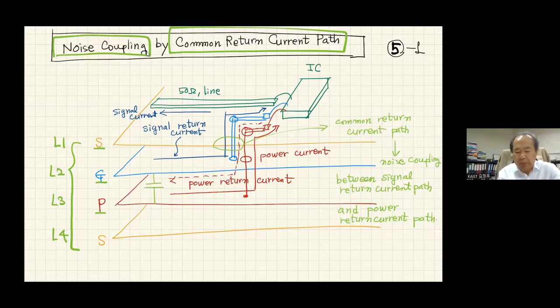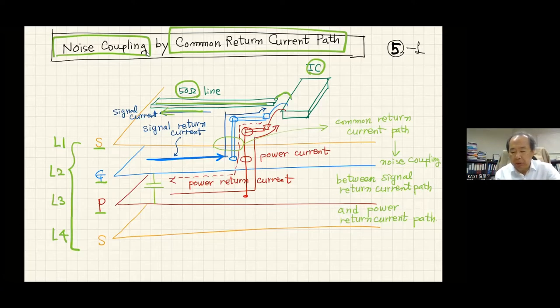Let's assume that on the top of layer one, we have a transmission line of 50 ohm. If we are sending a signal from the IC through a wire, the return current will come back through the top surface of ground, because in this case, signal and ground are facing each other. So the majority of capacitance will be constructed between signal and ground. By controlling the dimension of the signal trace, we can make 50 ohm.